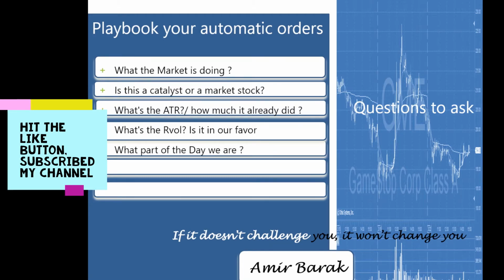Another thing that influences this is what part of the day it is. If it's the beginning, there's much more momentum. If it's lunch, maybe I can reduce the targets because usually at lunch the trades are much slower. And then there's the power hour. So this is a very important factor: which part of the day are we trading in?